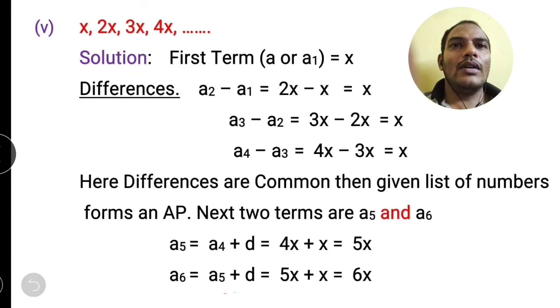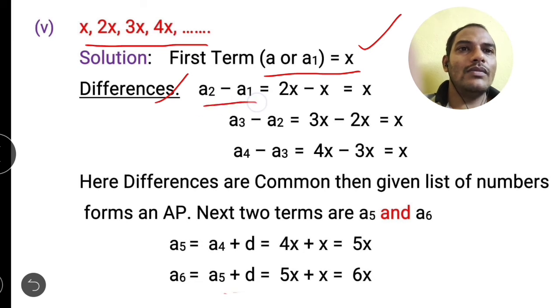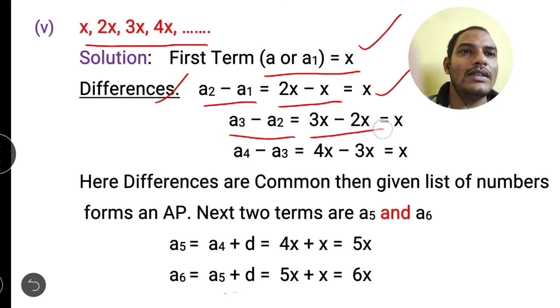Next, fifth problem: x, 2x, 3x, 4x, dash. First term a or a1 is x. Next, differences. First difference, a2 minus a1: second term minus first term, 2x minus x, is equal to x. Next, second difference, a3 minus a2: third term minus second term, 3x minus 2x, is also x.